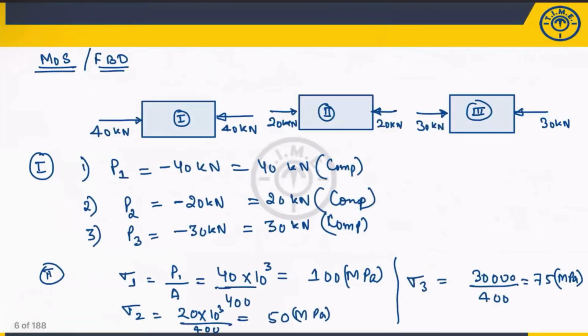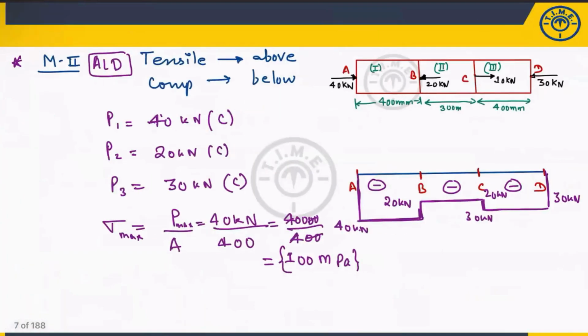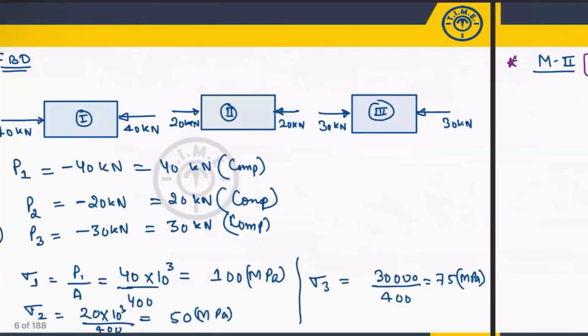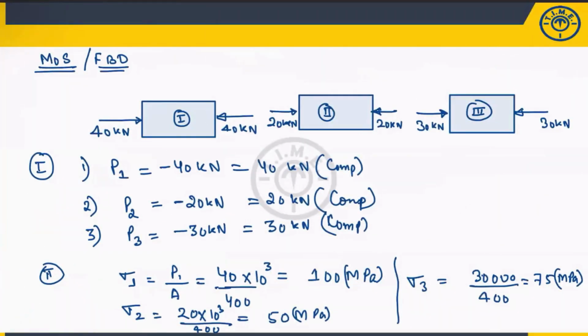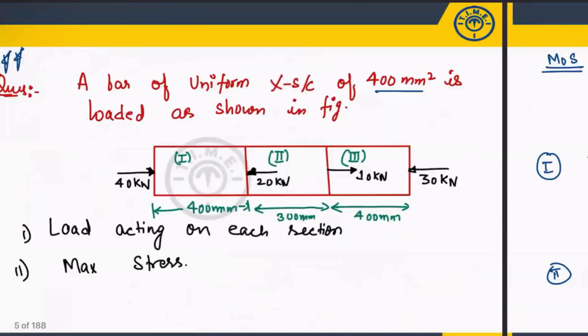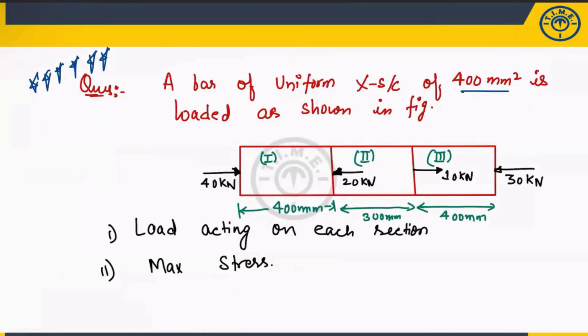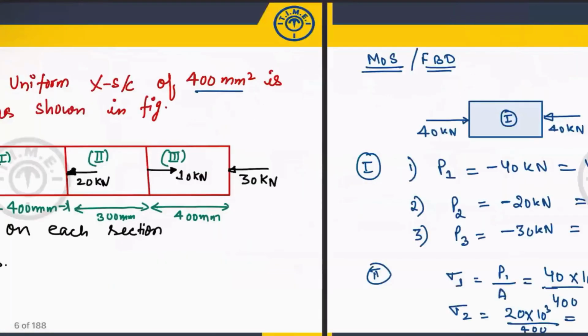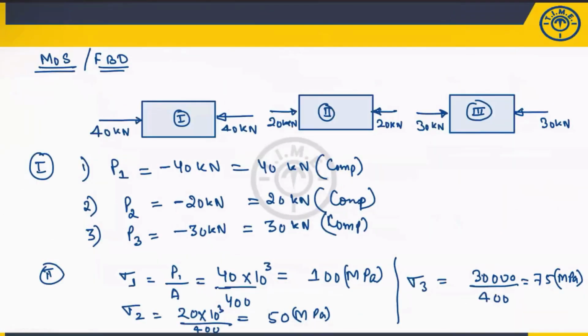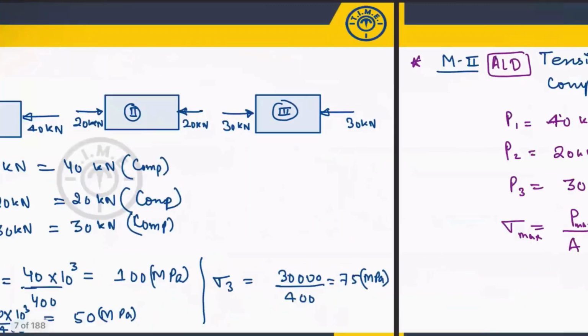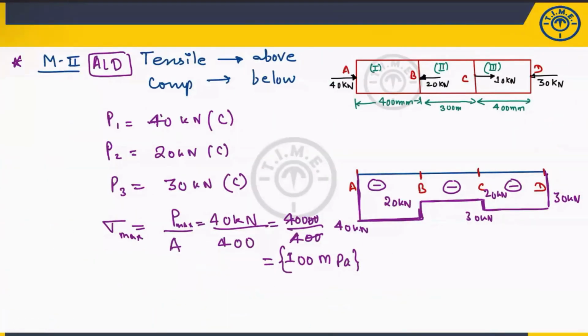Okay. So either you can follow the method of section, or you can follow the axial load diagram. But the thing is, whenever the question is coming, you have to draw correctly. That means your answer should be correct. I hope this question you understood. Yes or no? Both of you, Jagan as well as Raj. Is it clear? Clear, sir. Yes, sir. Understood, sir.